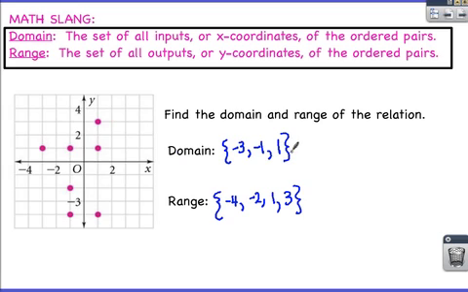So again, our domain is the set of all of the inputs or x-coordinates of the ordered pairs, so we looked along the x-axis for those, and our range is the set of all the outputs or y-coordinates of the ordered pairs, so we looked along our y-axis for those.